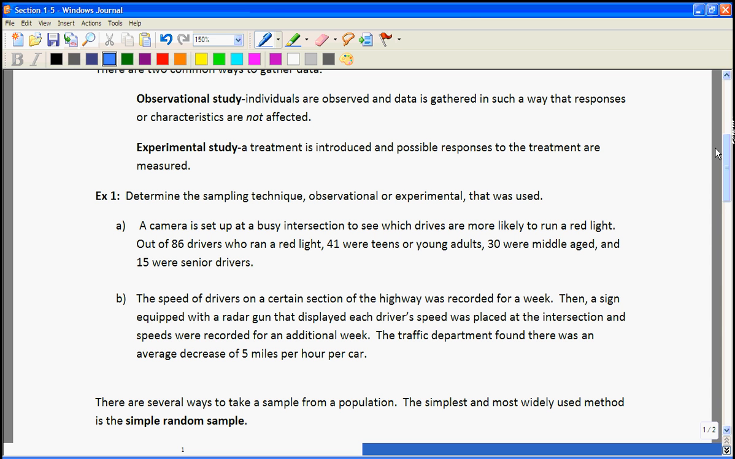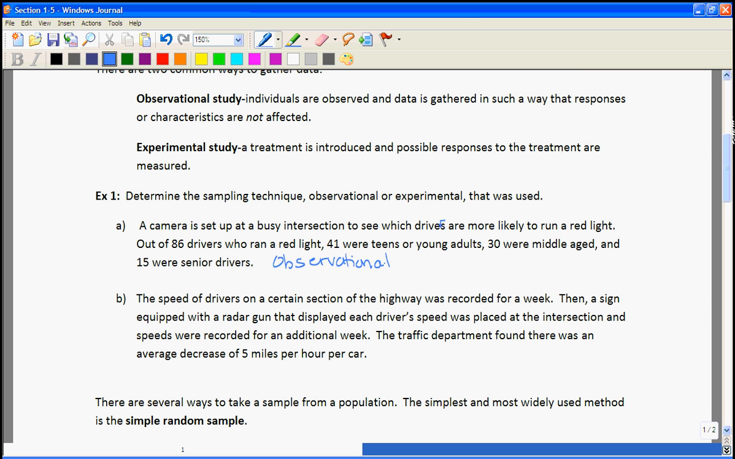A camera is set up at a busy intersection to see which drivers are more likely to run a red light. Out of 86 drivers who ran a red light, 41 were teens or young adults, 30 were middle-aged, and 15 were senior drivers. Okay, observational or experimental. Now, although a camera was put up, most likely the camera was pretty inconspicuous. It wasn't there as a deterrent necessarily, but more just to see what's going on. And we gathered this data just by looking. So this would be considered observational.